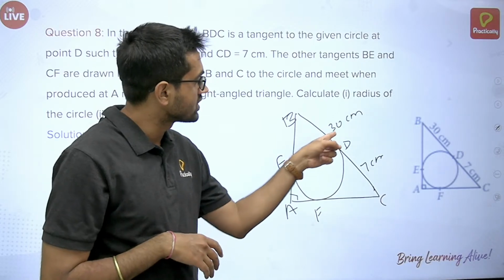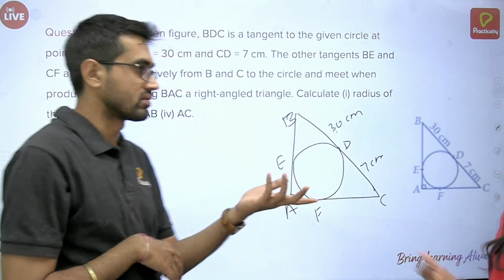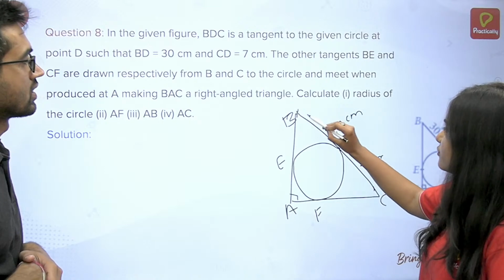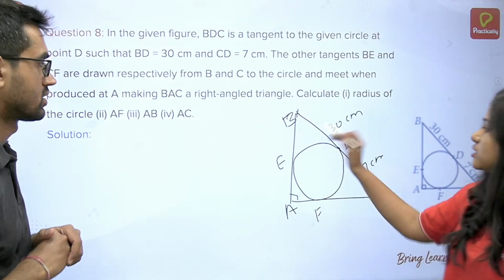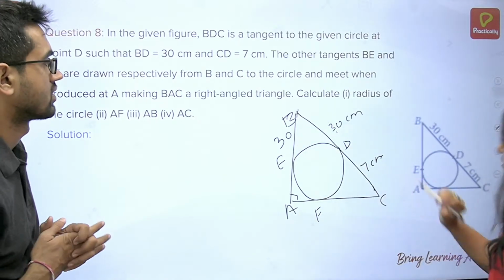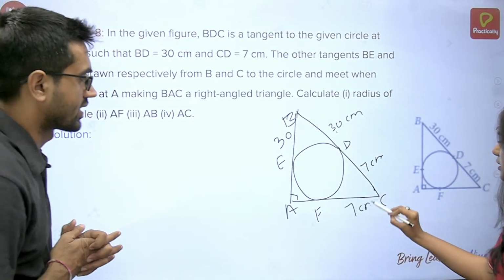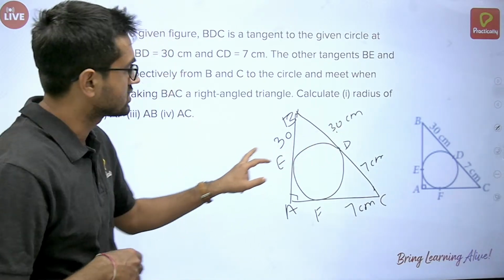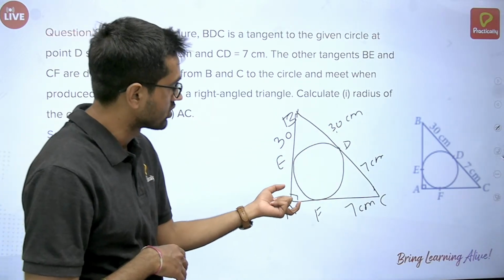So in general, if you see this is 30, you know a very simple theorem: from an external point, if you draw tangents to the circle, these two tangents are equal. So if this is 30, this is 30, and this is 7, this is 7. Now we have used these and found it. The only thing is we don't know these values.